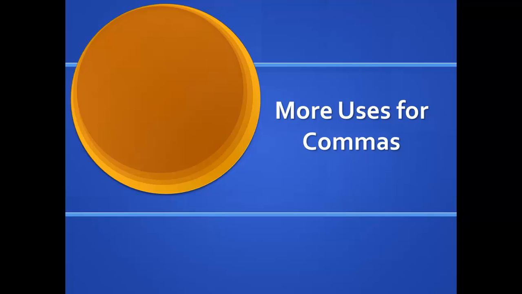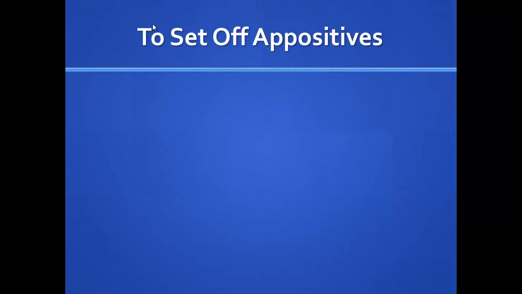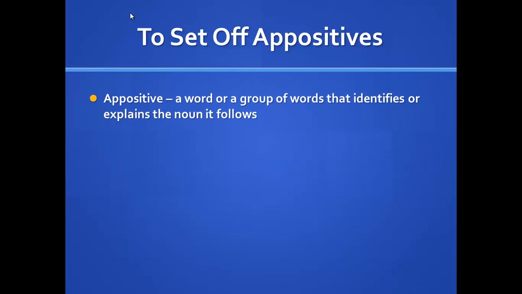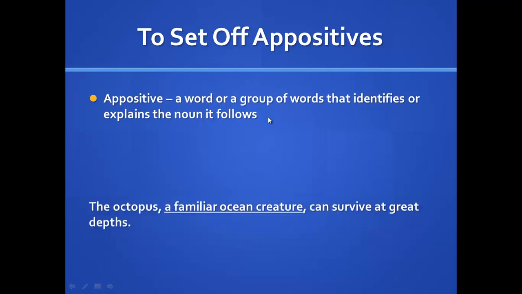This lesson is going to review some more uses for commas in your sentences. One of these uses is to set off appositives. An appositive is a word or a group of words that identifies or explains the noun it follows. So let's take a look at an example.